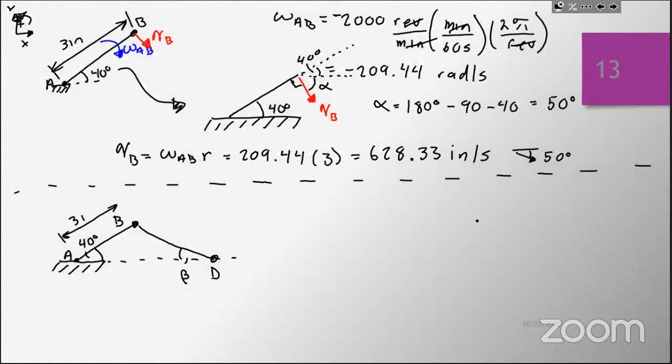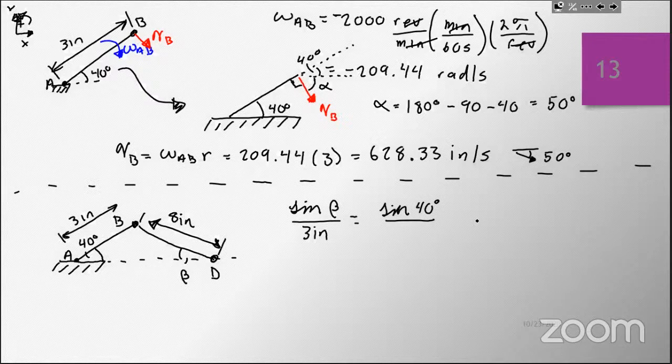Because I know this distance, 3 inches. I know this distance here is 8 inches. What does the law of sines say? Well, it says the sine of beta over 3 inches, right? Because this angle is across from this leg of the triangle. So it's the ratio of the sine of my angle divided by the length of the leg across from it is equal to the sine of 40 degrees over 8 inches. So beta is equal to 13.95 degrees.